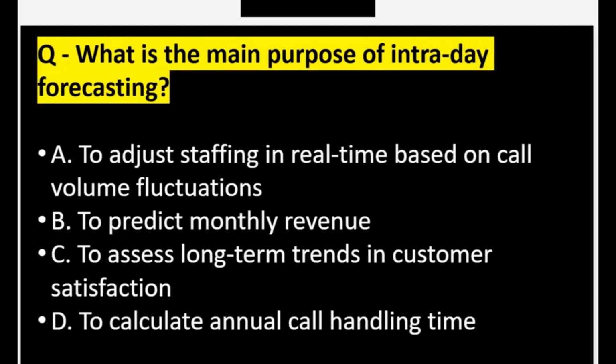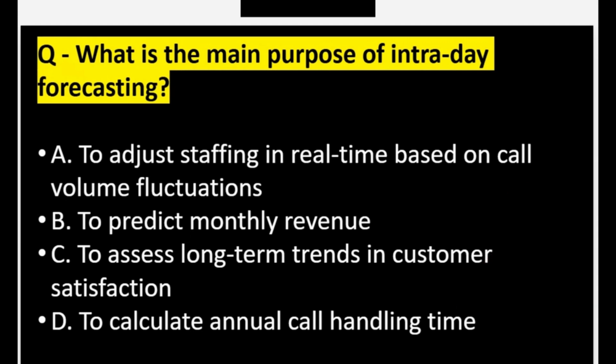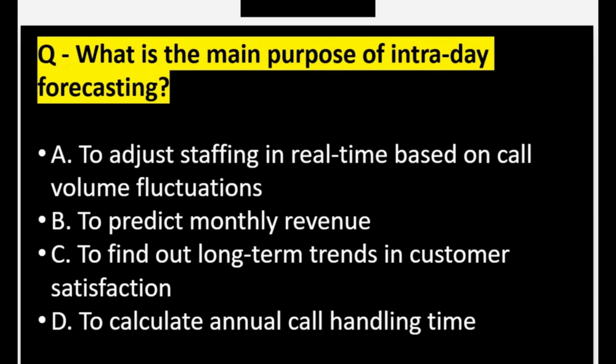After that, we have the next question: what is the main purpose of intraday forecasting? Option A, to adjust staffing in real time based on call volume fluctuations. Option B, to predict monthly revenue. Option C, to find out long-term trends in customer satisfaction. Option D, to calculate annual call handling time.